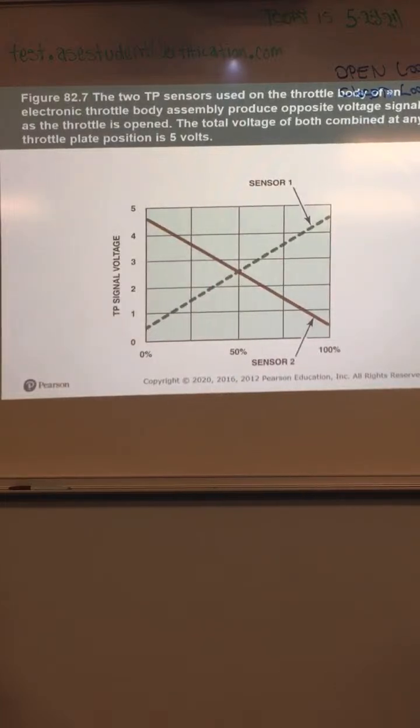Okay, here's how these sensors work. They produce opposite voltage signals as the throttle is opened. The total voltage of both combined at any position is still 5 volts. As one goes up, the other goes down. So these sensors work opposite of each other.